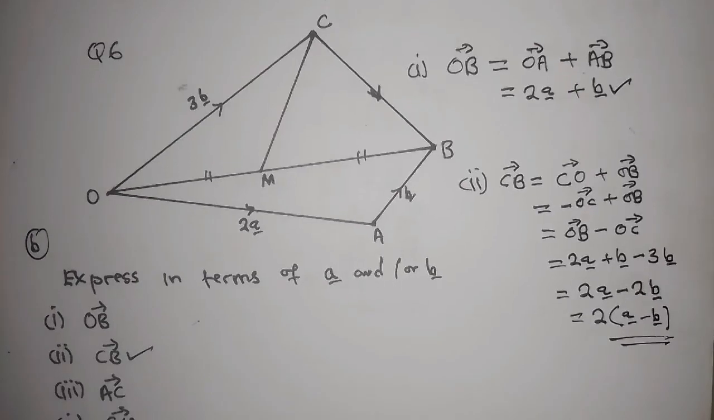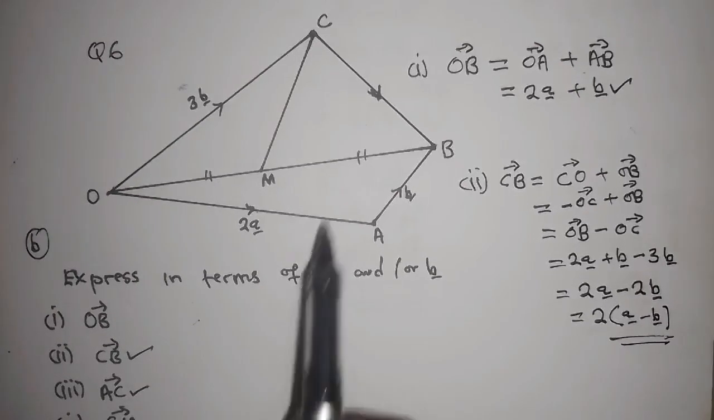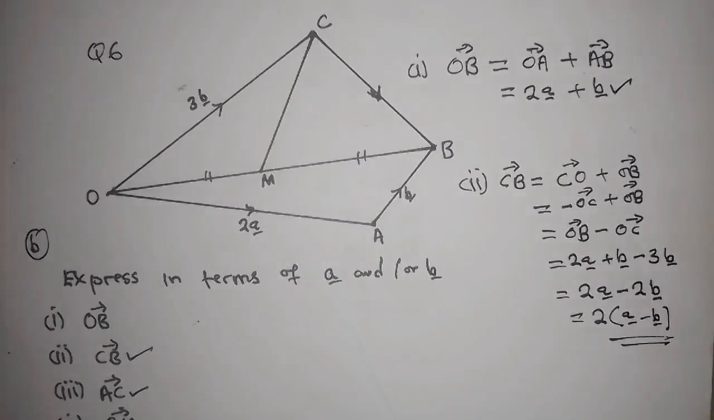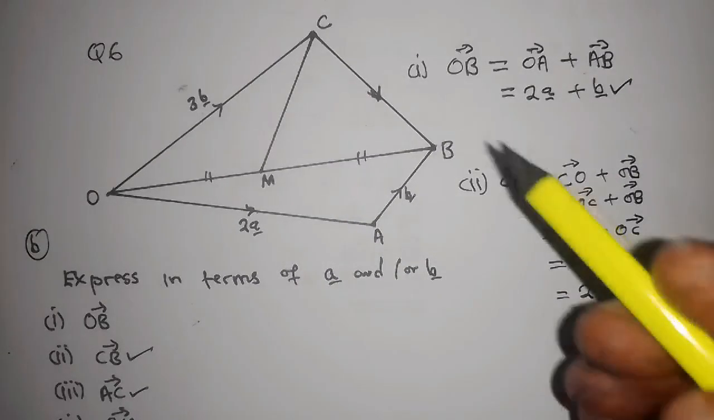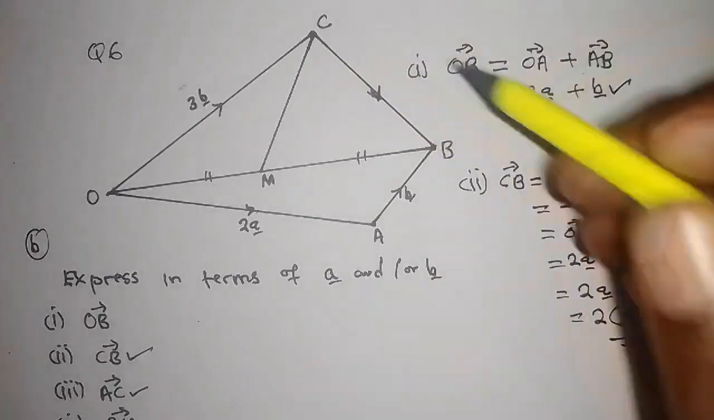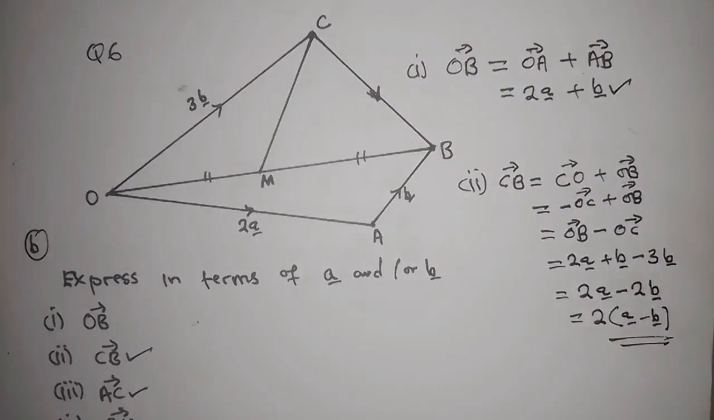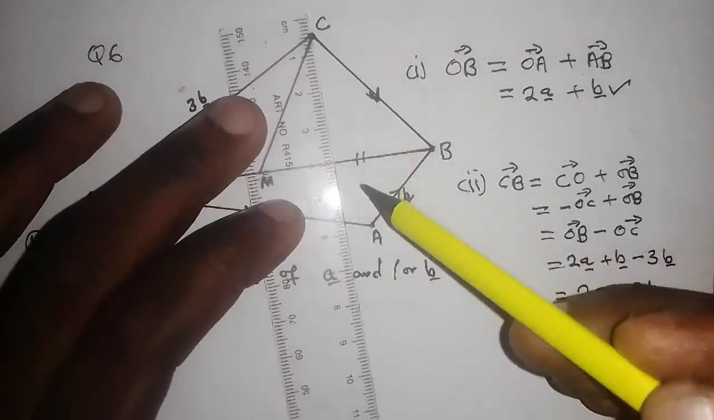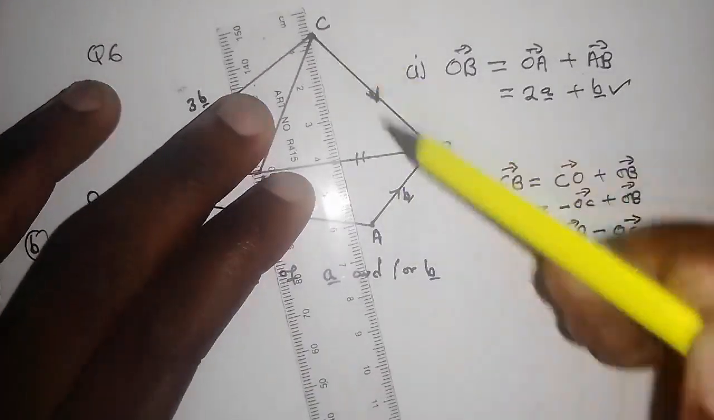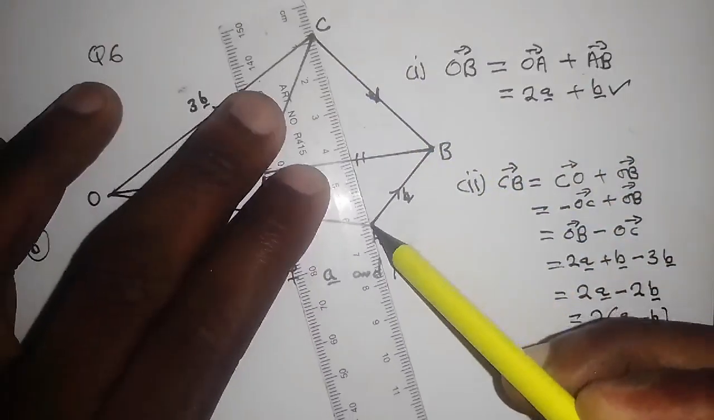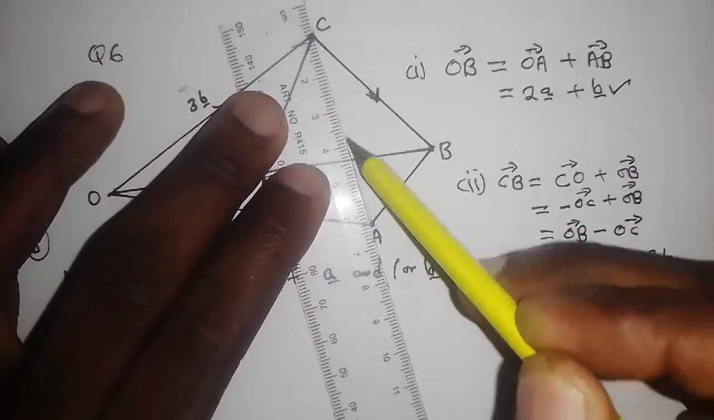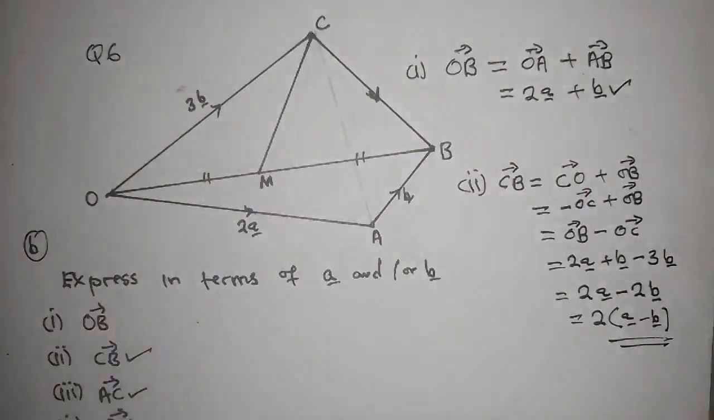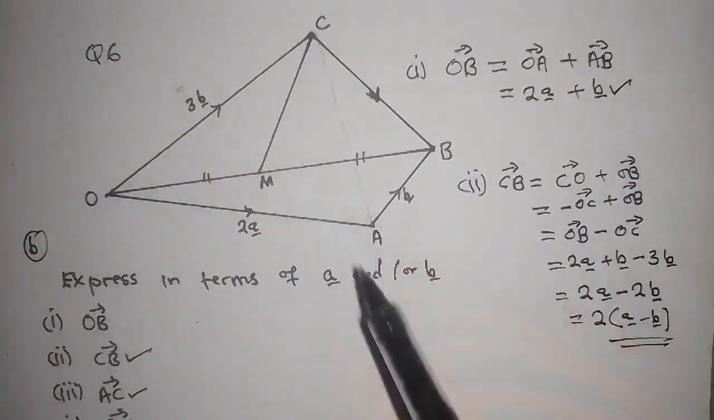Then coming back to AC, you go to the diagram. Where is your AC? AC is there. You can simply connect this with a dotted line, like this. Okay, so that makes AC.